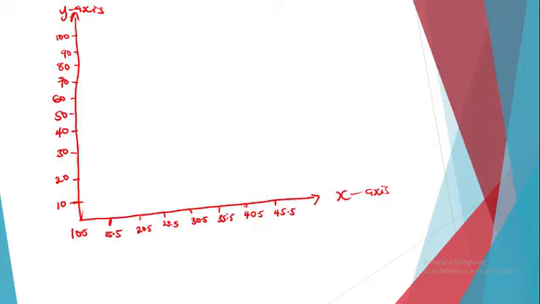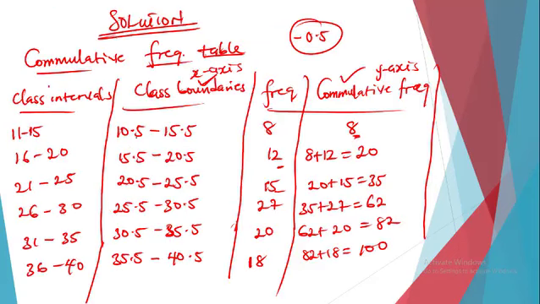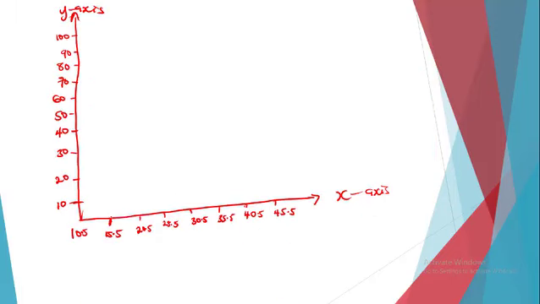Okay, let us start. When the class boundary is 10.5 to 15.5, we have our value to be 8. So we trace 8 up. This is 10, so let's assume 8 is somewhere here. When using a graph, you can make the graph more neat using the scale.